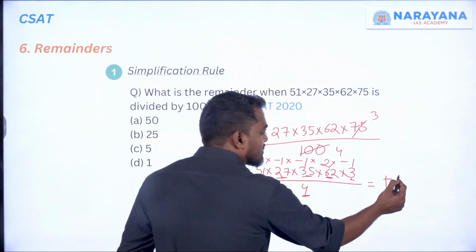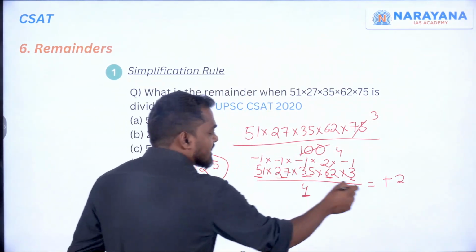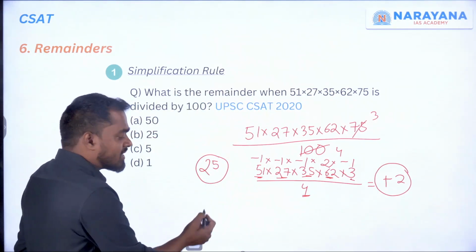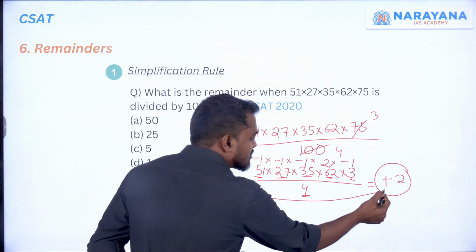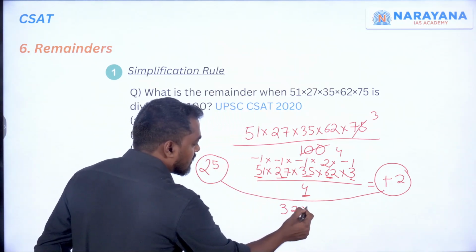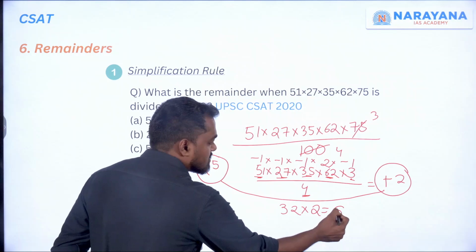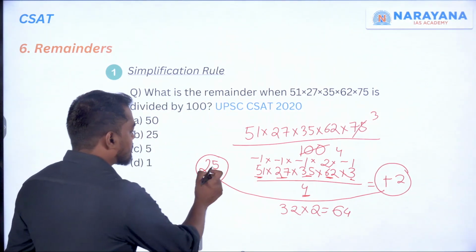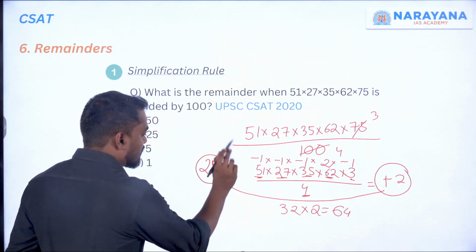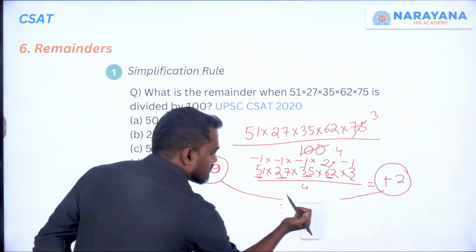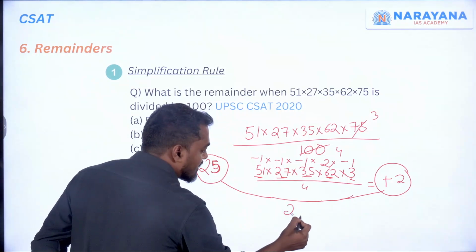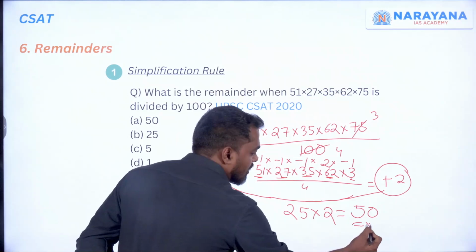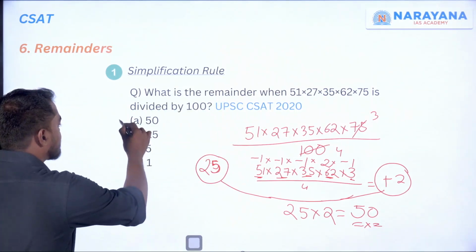Next, 2 into 1, that is 2. For this expression you are getting 2 as the remainder. Already you have separated 2 to the power 5, that is nothing but 32. So multiply these two. 32 into 2, that is 64. Sorry, not 2 to the power 5, it is 25. So multiply these two. 25 into 2, that is 50, is your remainder. Very simple, option A.